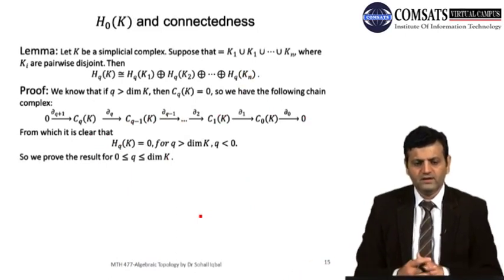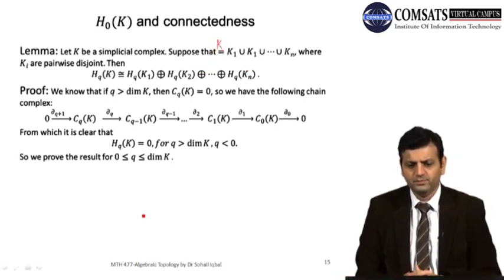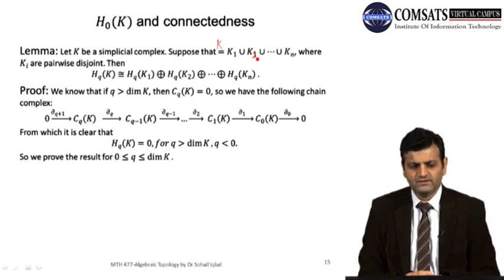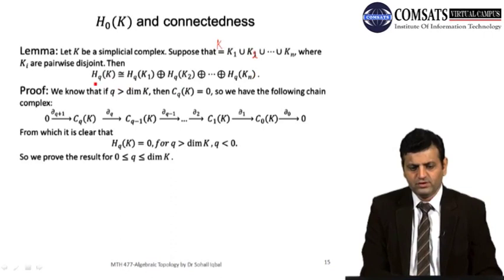Now let K be a simplicial complex. Then of course this K can be written as a disjoint union of its subcomplexes, which are K1, K2 up to Kn, and these are pairwise disjoint as well. The next result proves that HqK, the q-th homology group, is isomorphic to HqK1 direct sum HqK2, direct sum up to HqKn.